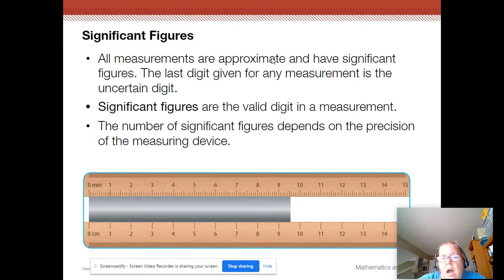All measurements are approximations and have significant figures. The last digit given for any measurement is the uncertain digit. That certain digit helps you define how many sig figs you need. Significant figures are the valid digits in the measurement. The number of sig figs depends on the precision of the measuring device. In other words, you cannot be more precise than the device you're using to measure. Also, your answers cannot be more precise than your least precise numbers. And we're going to look at some examples here.